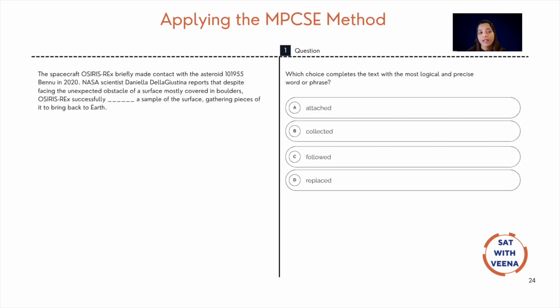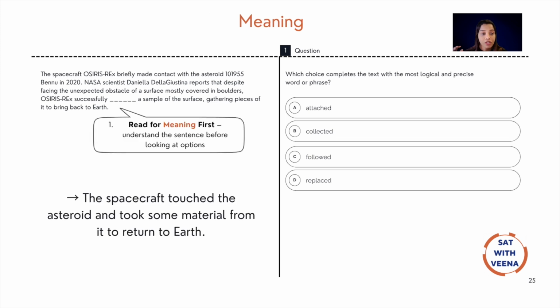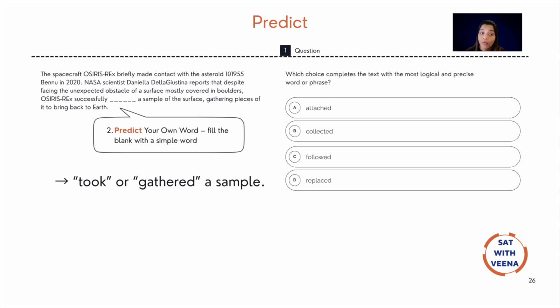Let's apply this strategy to a real SAT style question. The passage talks about a spacecraft that touched an asteroid and gathered the material. Step 1, meaning. First, read the passage and understand the idea. Let's read it together now. Please pause the video and read it. What the passage says is that the spacecraft touched the asteroid and took pieces of it to bring back to Earth. Step 2, predict. Before looking at options, fill the blank with your own simple word, maybe something like took or gathered. Step 3, clues. Look at the surrounding words.